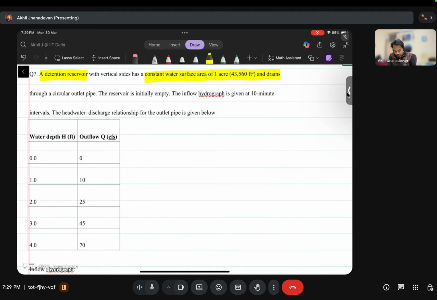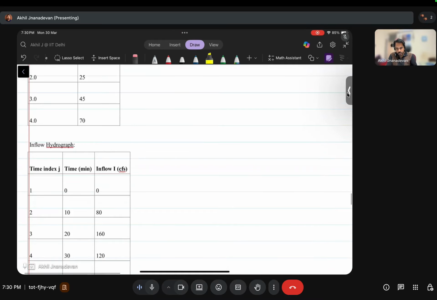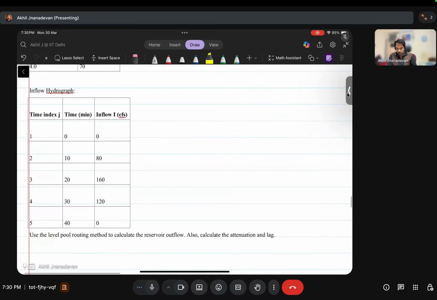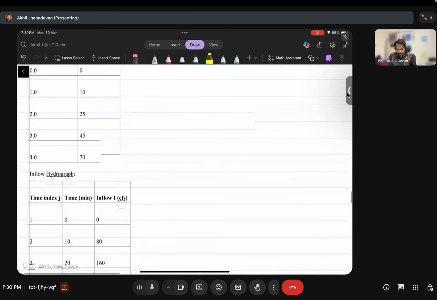It drains through a circular outlet pipe. The reservoir is initially empty, so initial storage is equal to 0. The inflow hydrograph at a 10-minute interval is given here. Okay, so basically 0, 10, 20, 30, and 40.